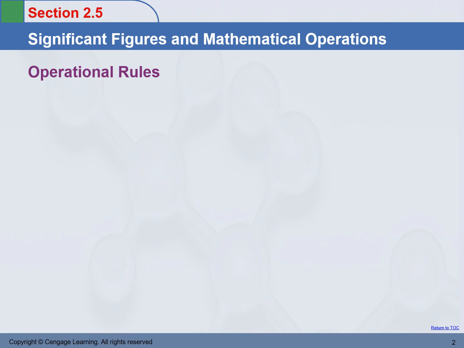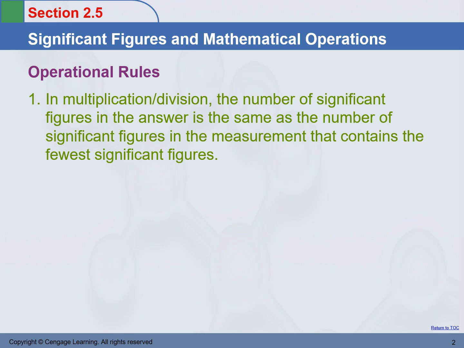Now let's look at the operational rules on measured data. The rules that help you decide how many digits you're going to keep once you do some calculations on measurement data. There are 2 rules. Rule number 1 applies to multiplication and division. It tells you the number of sig figs in your answer should be the same as the number in the original measurement that has the fewest sig figs.